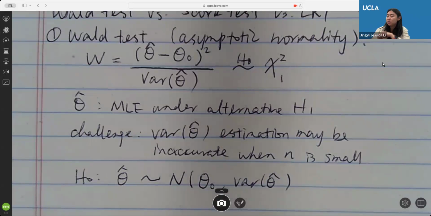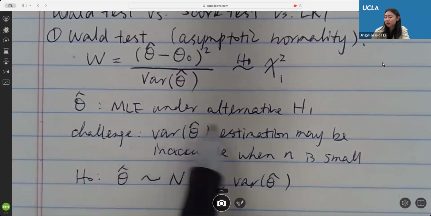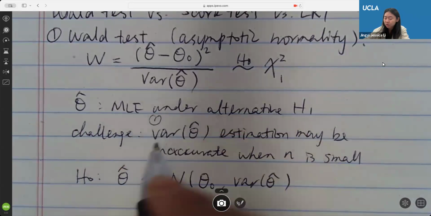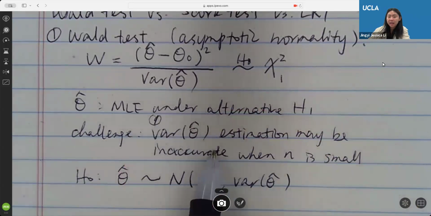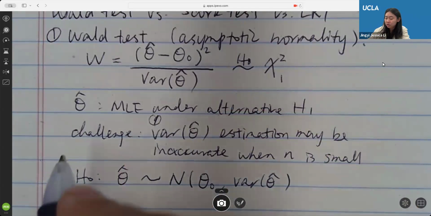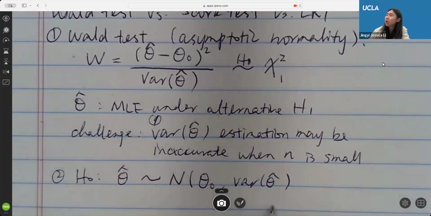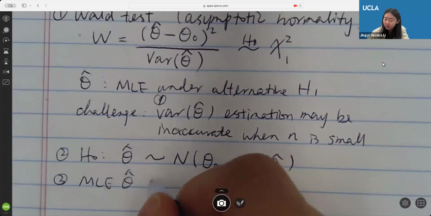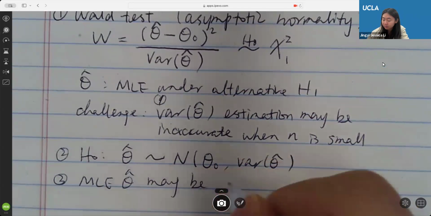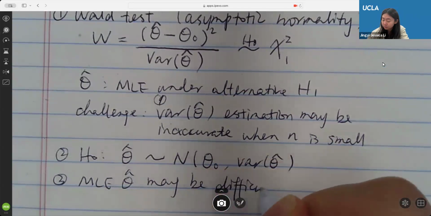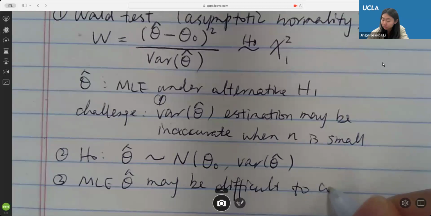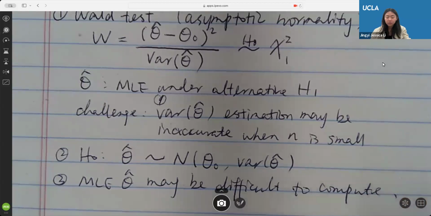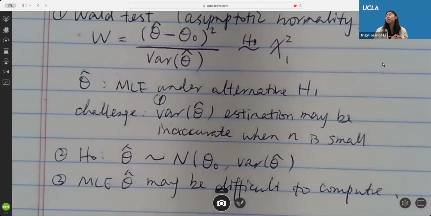So one challenge is that you may not have a good estimate of the variance. Challenge 2, asymptotic normality may not hold well on small sample size. Challenge 3, MLE theta hat may be difficult to compute. So these are the things we must consider for the Wald test.